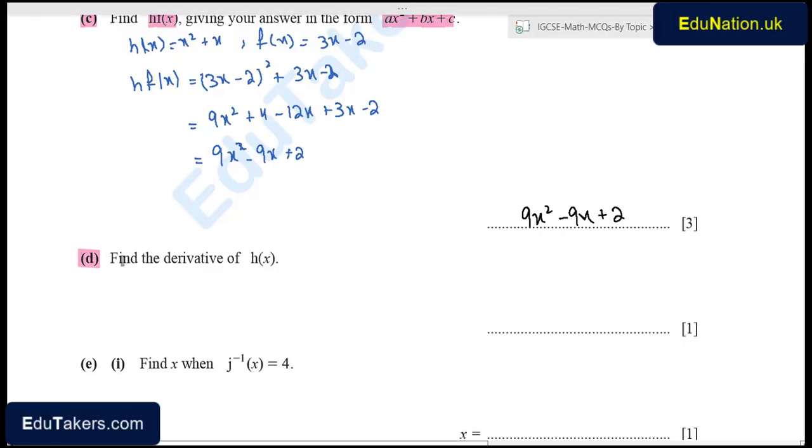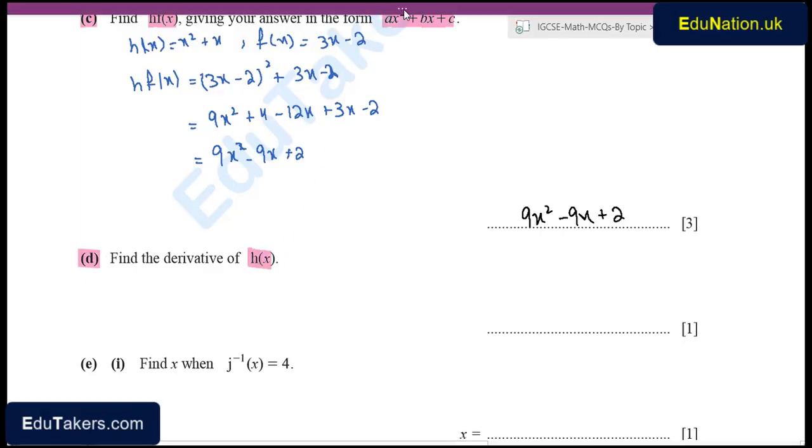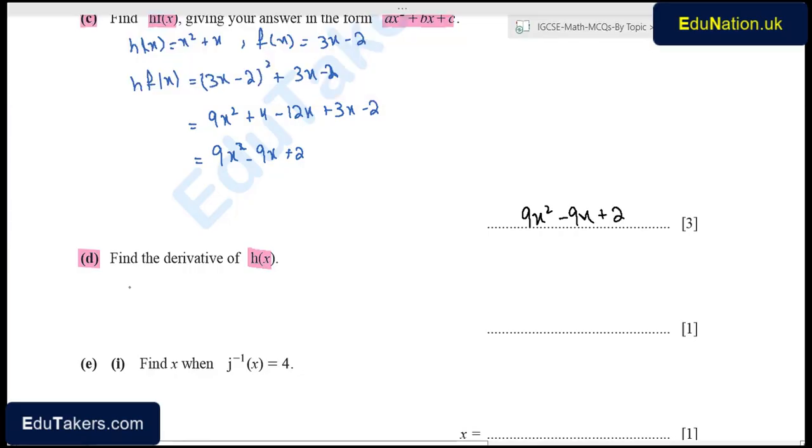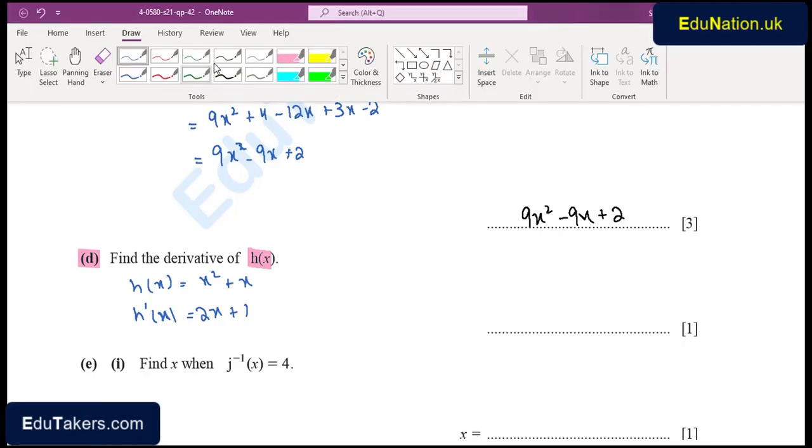Its D part is find the derivative of h of x, and h of x is x square plus x. Then h prime of x is equal to 2x plus 1, which is the derivative of h of x.